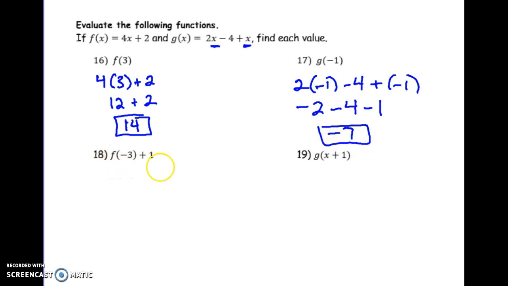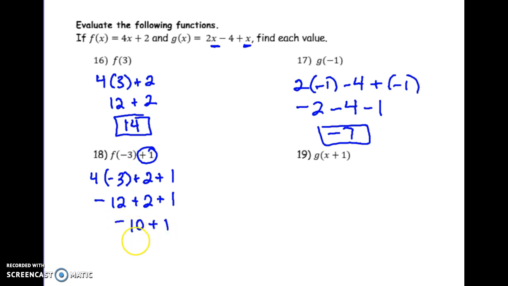All right, now get a little more complicated. F of negative 3 plus 1. Let's use the f function. So it's 4 times negative 3 plus 2, and then we're going to add the 1. Okay, negative 12 plus 2 plus 1. So this is going to be a negative 10 plus 1, which gives me a final answer of negative 9.